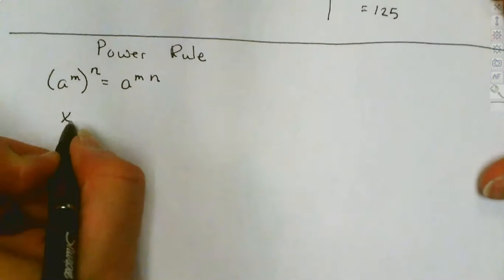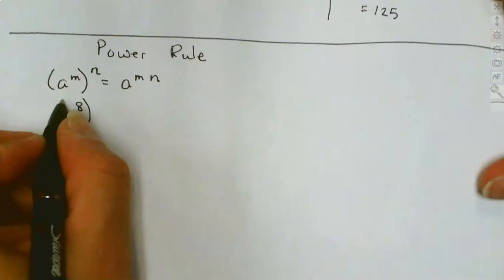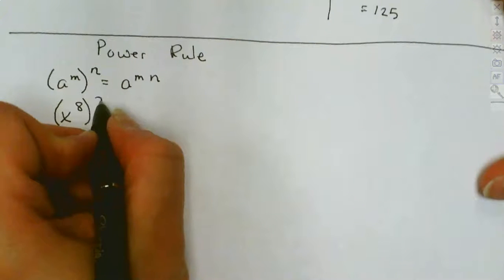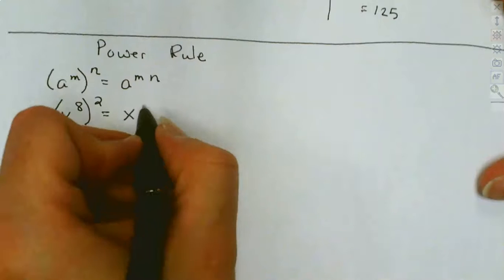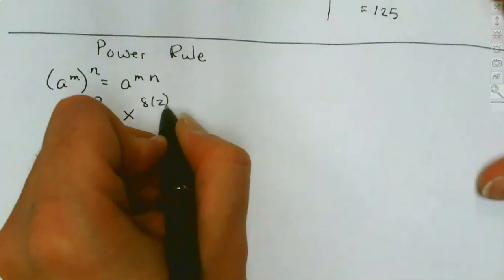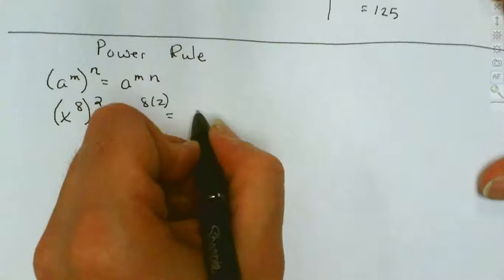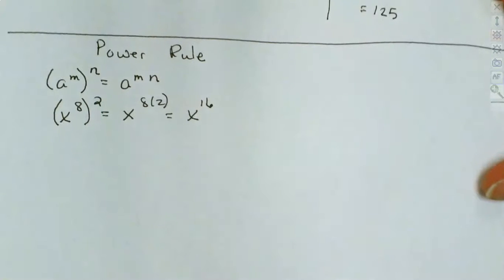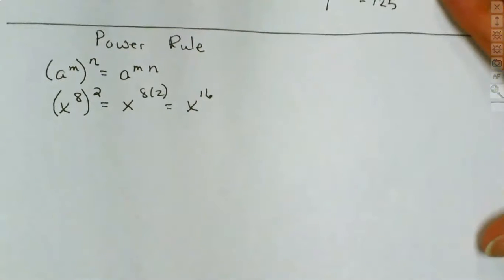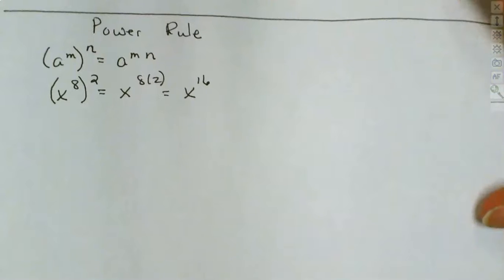So x to the 8th quantity squared, what would that be? Well, that would be x to the 8 times 2 power, which is then x to the 16th, because they multiply. When you have parentheses, the exponents are going to multiply.